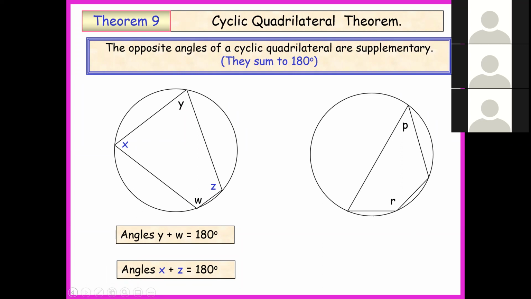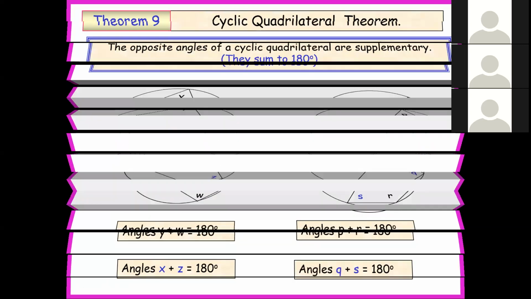All right. So in the other diagram there, we have P plus R is equal to 180. So what is a cyclic quad? A cyclic quad is basically when the 4 points of the quad touch the circle. So if we have 4 points touching the circle, that makes it a cyclic quad. And if we look at this diagram, 4 points touching the circle, we have a cyclic quad, which means that P plus R has to be 180. And if we look at S and Q, it's 180. And then we move on.